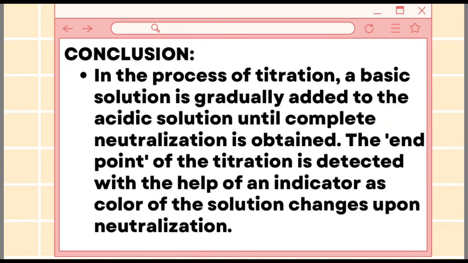And my conclusion is, in the process of titration, a basic solution is gradually added to an acidic solution until complete neutralization is obtained. The end point of the titration is detected with the help of an indicator as the color of the solution changes upon neutralization.